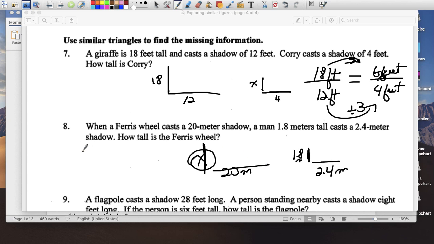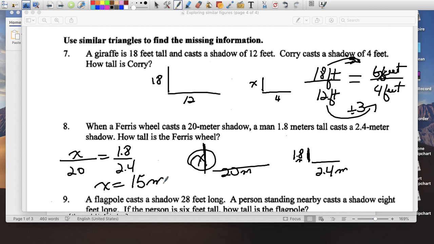So again, x, 20, 1.8 to 2.4. That would be my proportion. X corresponds to 1.8 and 20 corresponds to 2.4. I don't know what relationship there is here, but I would probably cross multiply. And if I cross multiply, I get 2.4x on one side and 20 times 1.8, equals 36, divided by 2.4. And the Ferris wheel is 15 meters tall.